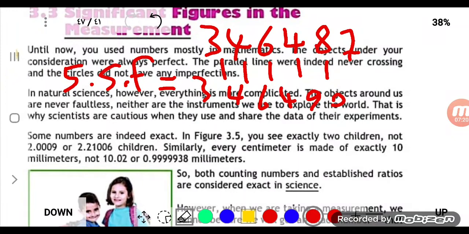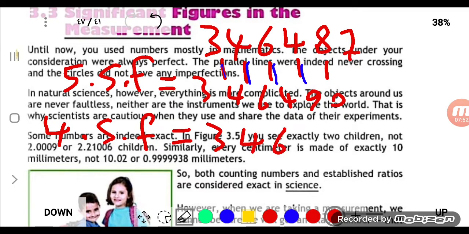Now, in case I want this number to be 4 significant figures, let me write it here, 4 sig figs. So what you do is that you count till digit number 4. 1, 2, 3, 4, you stop at the 4th digit. Okay, so you have to write it this way, 3, 4, 6, 4 becomes 5 because you have 8 after it, 0, 0. So this is the number correct to 4 significant figures.